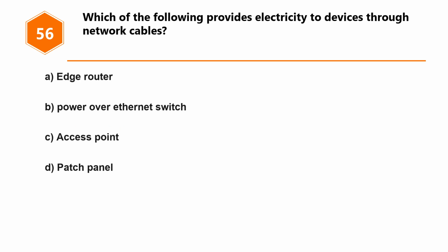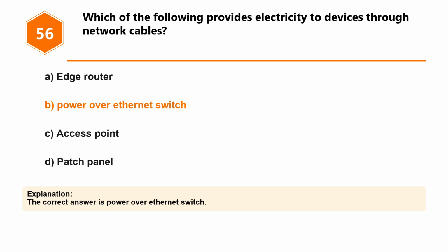Question 56. Which of the following provides electricity to devices through network cables? Option A, edge router. Option B, power over Ethernet switch. Option C, access point. Option D, patch panel. The correct answer is option B, power over Ethernet switch.